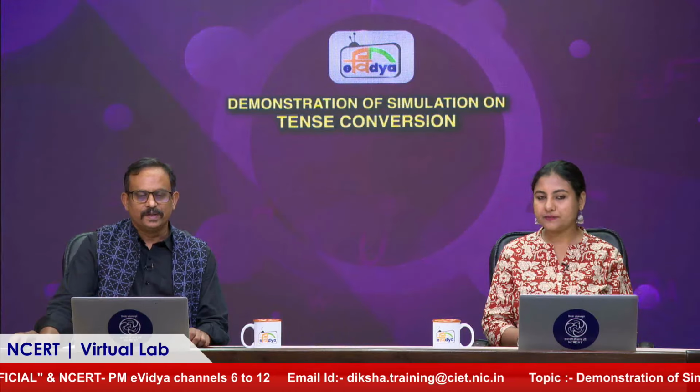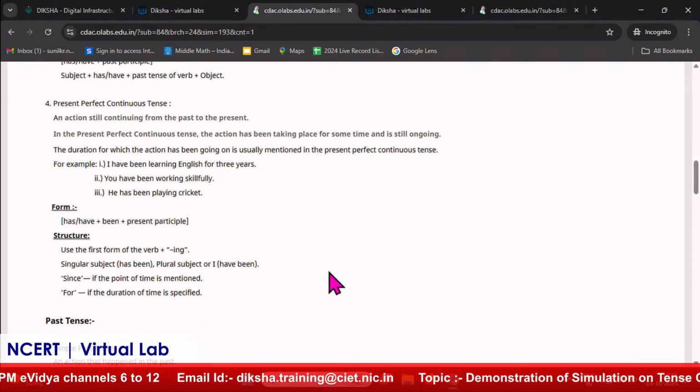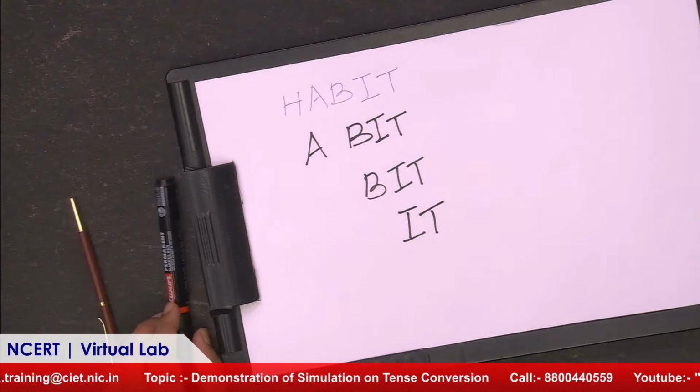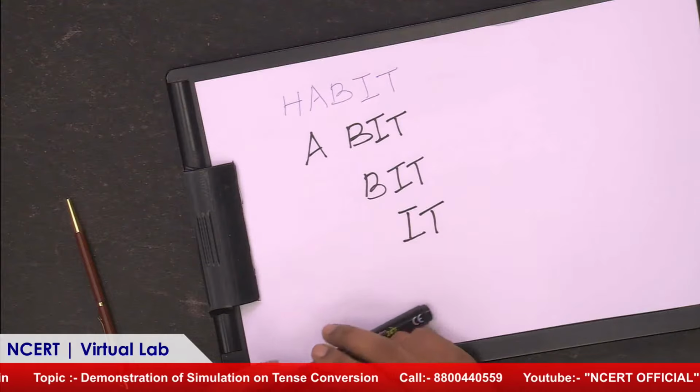Then there is the present perfect continuous tense. Now, two of the tenses are combined here, it seems. To remember this, it means this is what you have been doing. I have been learning English for 3 years. I have been doing it so much that it is part of me. You have been working skillfully.